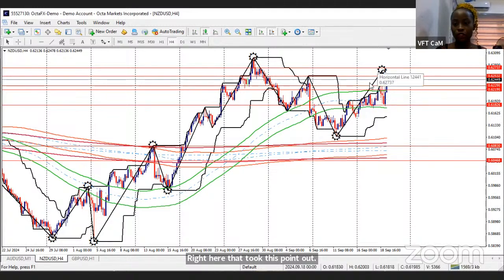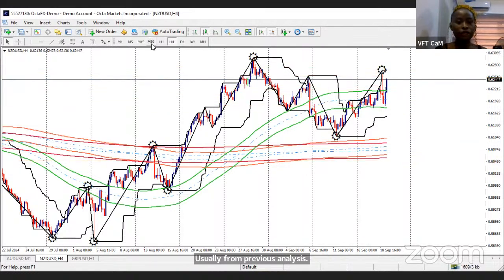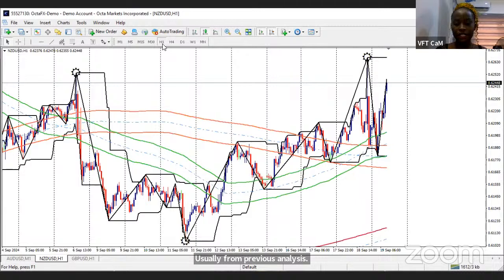Sunshine, break of structure to the upside, break above all our channels to the upside, sunshine printed, signifying what? Profit taking. I'm just going to delete all of these lines. These were from our previous analysis. Okay. So bullish on NZUSD H4 time frame.